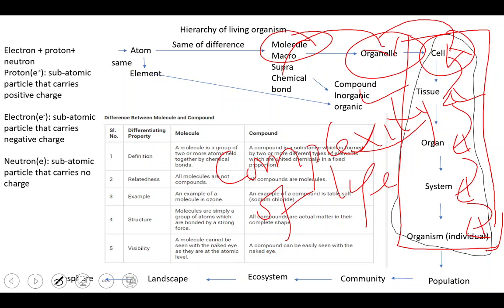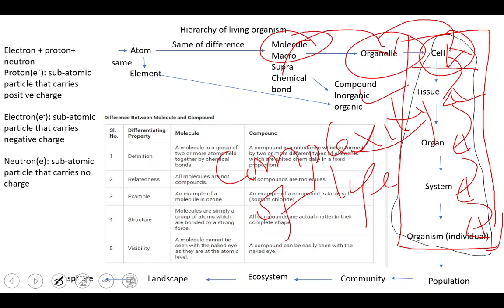Let me now tell you a surprising thing, and listen very well. A living organism is not necessarily an organism that consists of systems. A living organism can be an organism within this particular hierarchy. It can stop at any level within the complexity of life. What do I mean by this? Amoeba is a cell and it is a living organism. So amoeba stops at the cellular level.